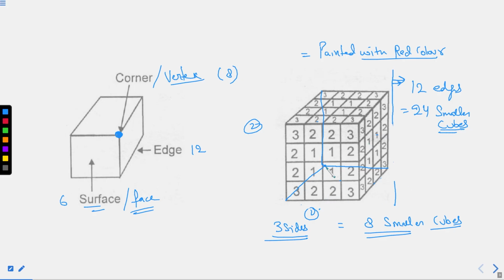I have already talked about each and everything, but one thing is left here as well. We know how many faces are there? 6 faces. On every face, how many smaller squares are there with one side painted? Total of 4. So 6 multiplied by 4 gives us 24. So 24 smaller cubes will be there with only one side painted. So we know for 2 sides, how many we have? 24 smaller cubes, right?